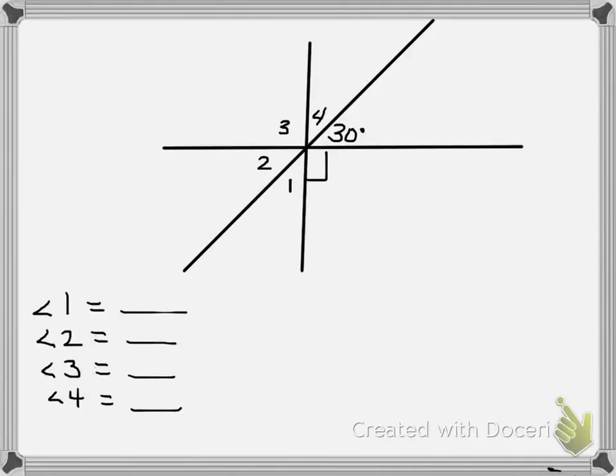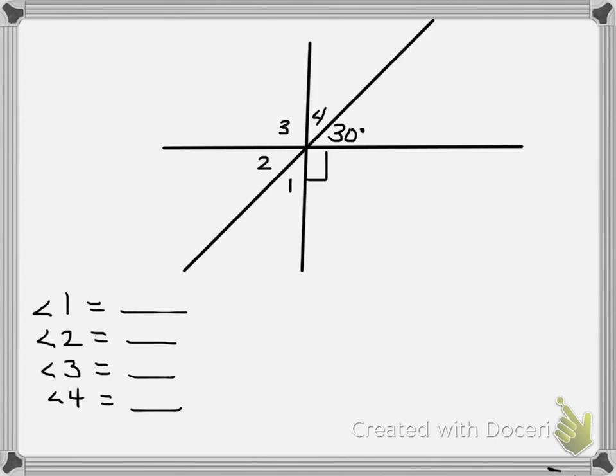All right, for this next set of problems, I want to go ahead and look at this picture up here, where we have a 90-degree angle, four unknown angles, and then a 30-degree angle. Our job is to figure out what the missing angles are in this picture.